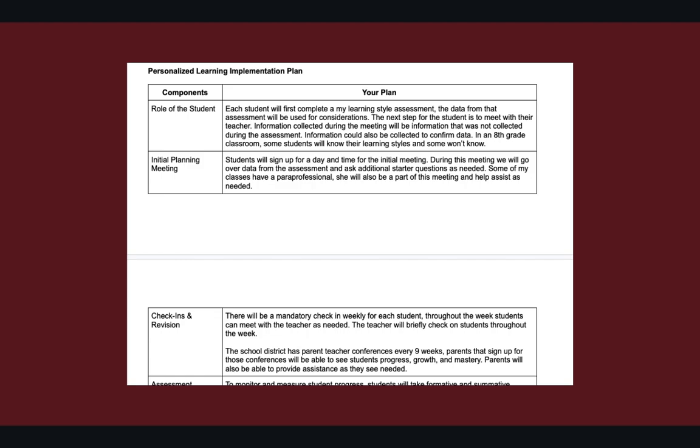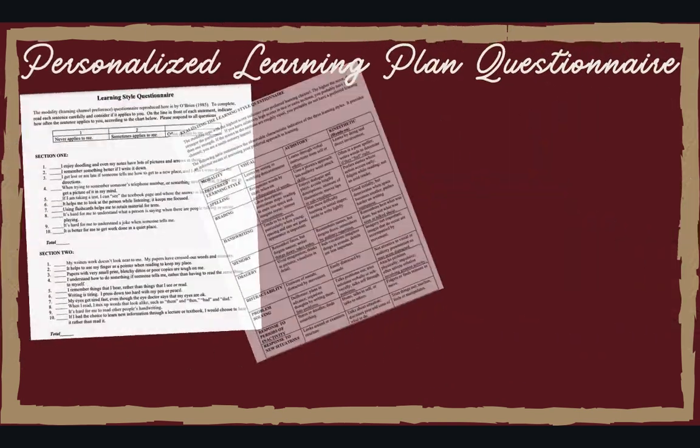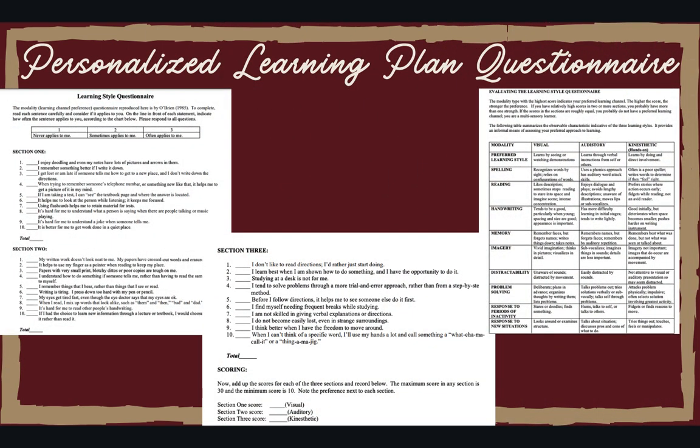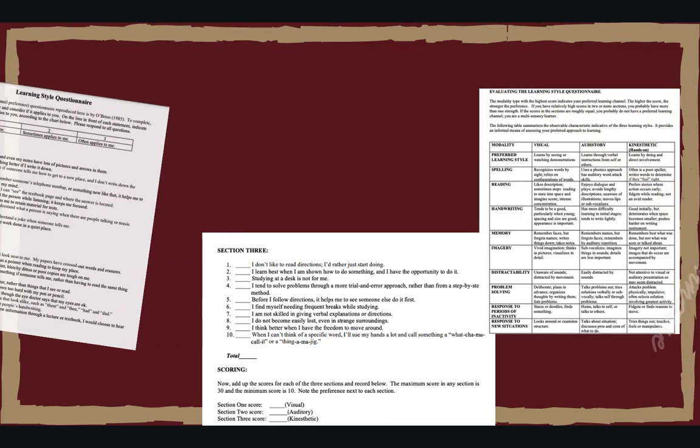In an 8th grade classroom, some students will know their learning styles, some will not. So students will complete this personalized learning plan questionnaire. It consists of 30 questions. Students will be rated in 3 categories: visual, auditory, and kinesthetic. And then following this rubric over here to your right is how we'll go about evaluating students in the future.